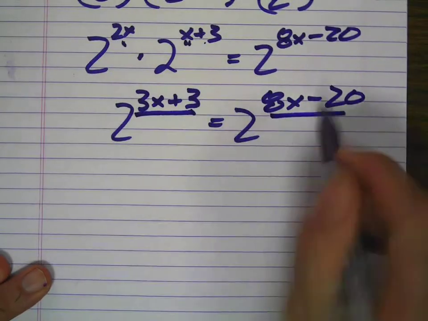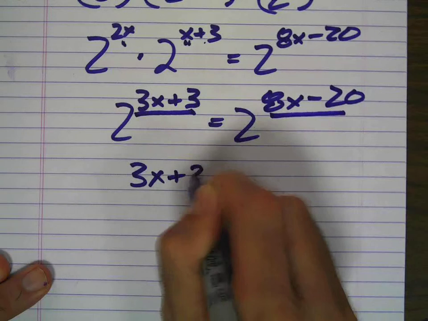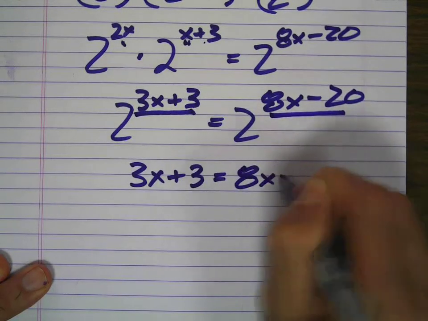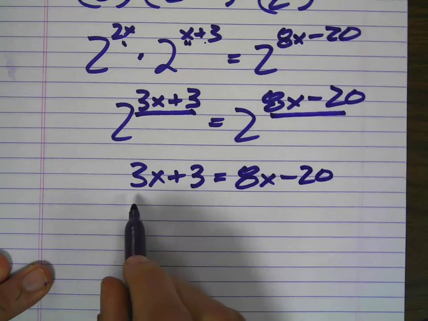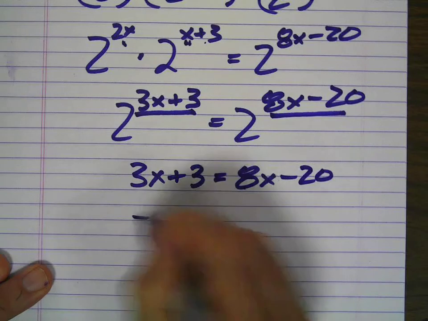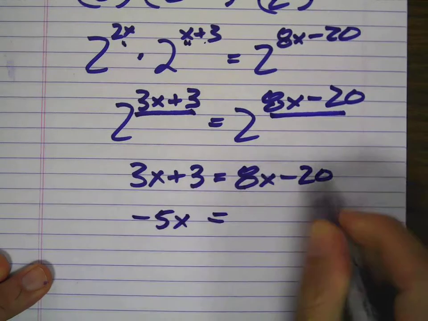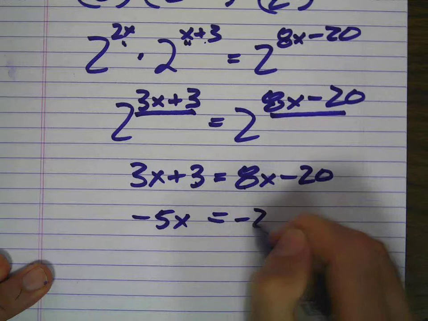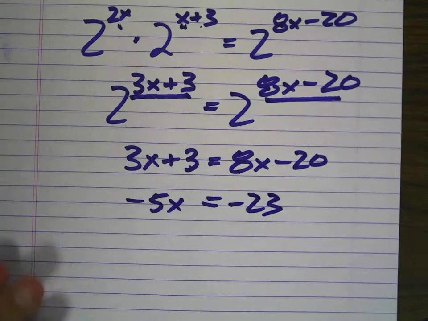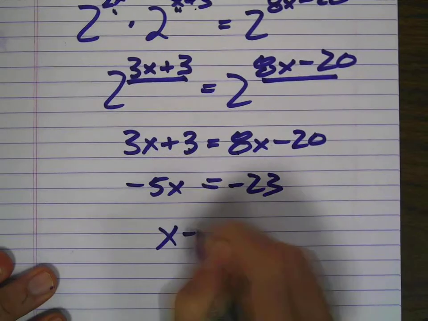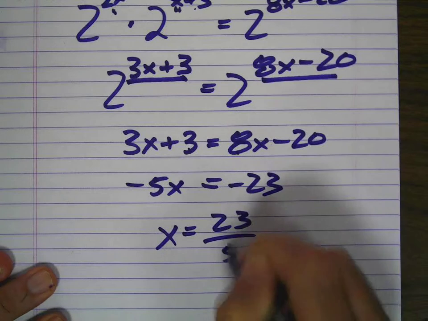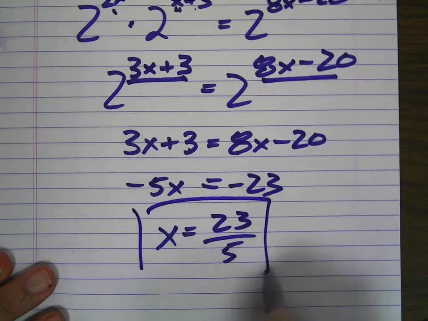I can equate this equals this. 3x plus 3 equals 8x minus 20. Subtract 8x from both sides. Subtract 3 from both sides. Divide both sides by negative 5. x equals 23 over 5. All right, that's number 15.